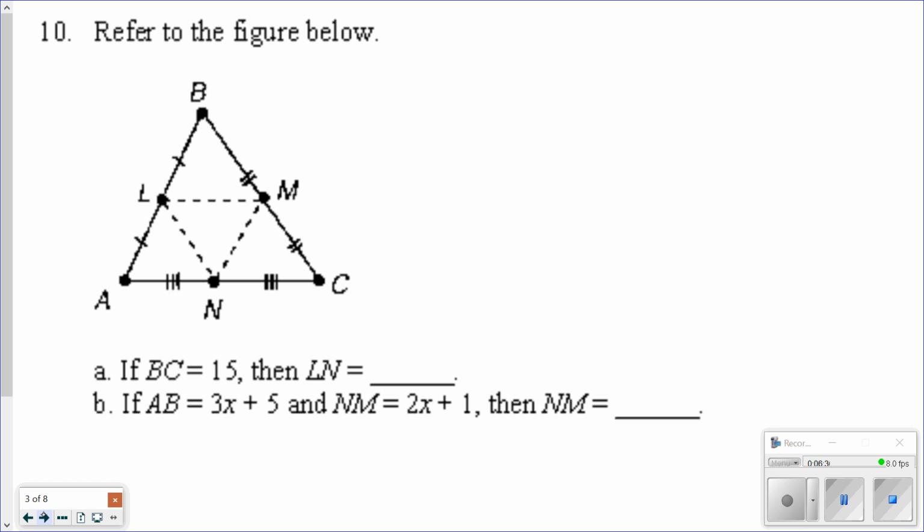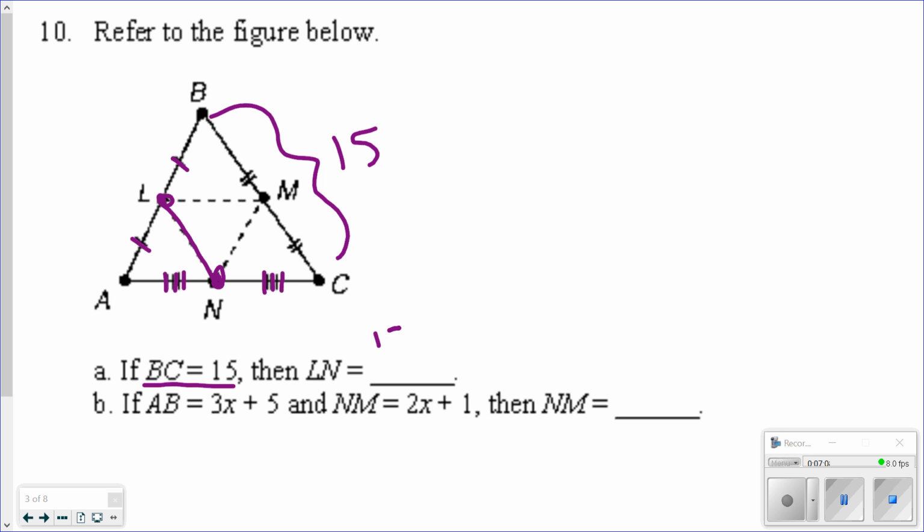Number 10, refer to the figure below. If BC is equal to 15, and I'm going to write this right away, what is the length of LN? Well, LN would be a mid-segment, and I see that because L is a midpoint and N is a midpoint because of these tick marks. And L is between those, and N cuts that in half. So if BC is 15, what would LN have to be?